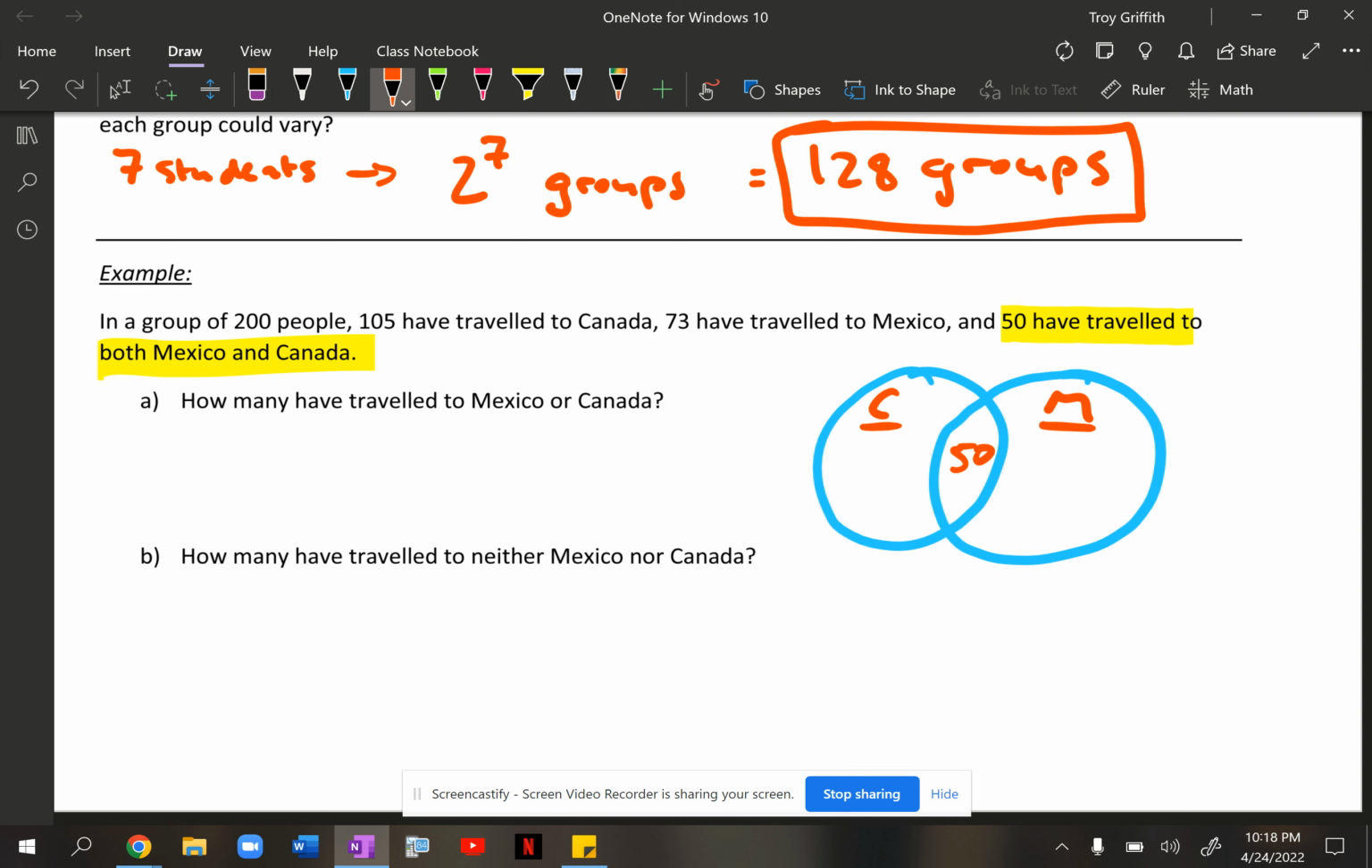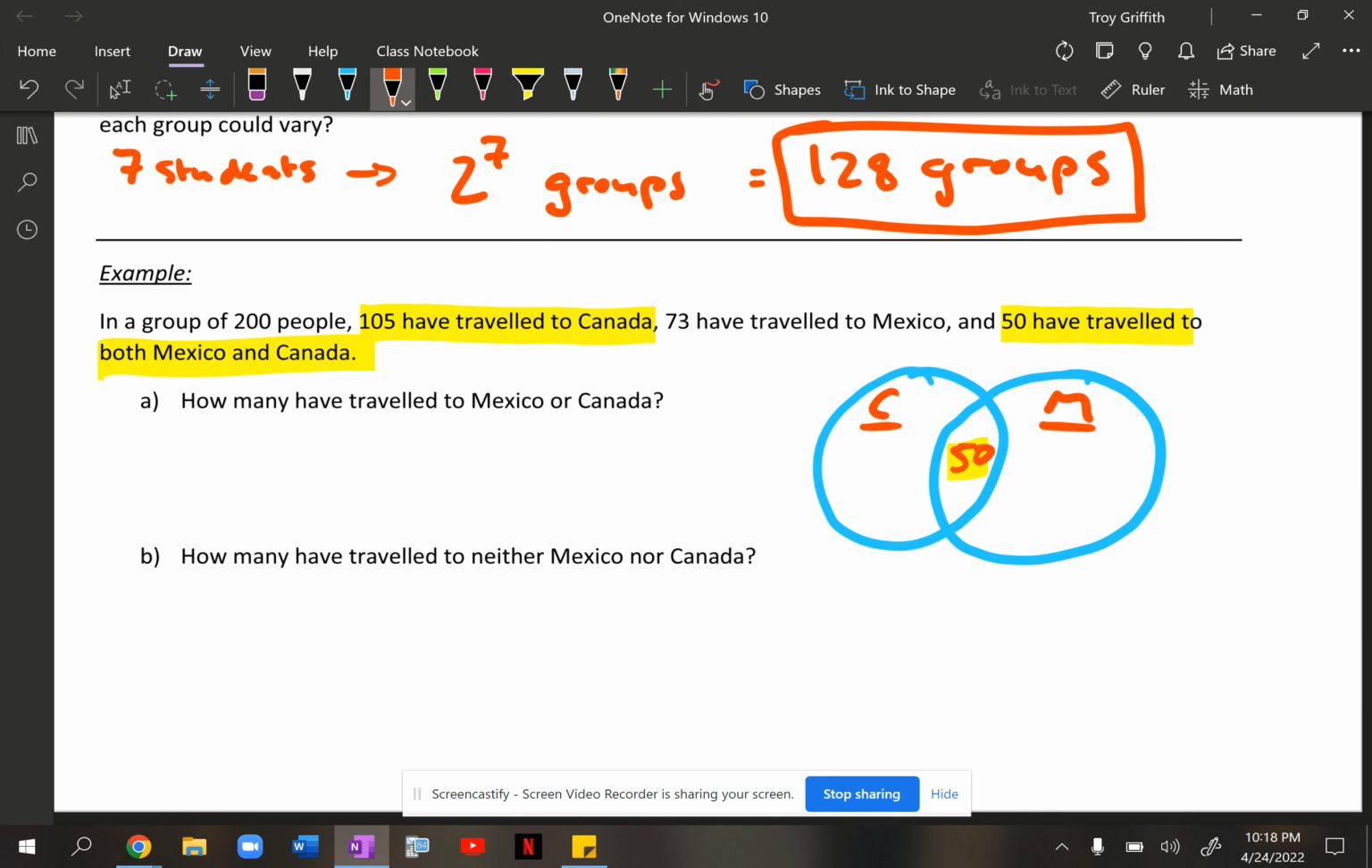Okay. Now in these circles, this one right here and this one right here, we're going to put the people that only apply to either just the Canada category or just the Mexico category. Now we got to figure out what those numbers are. So let's start with Canada here. It says 105 total people have traveled to Canada. Well, we have already accounted for 50 of those people here in the middle of the Venn diagram.